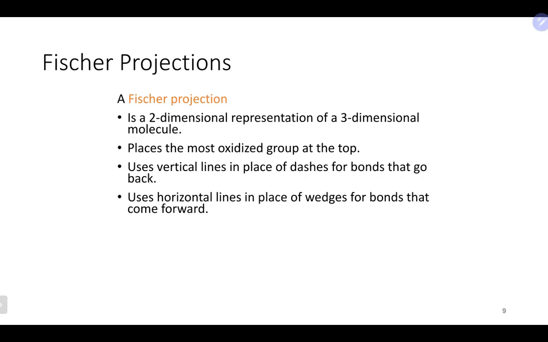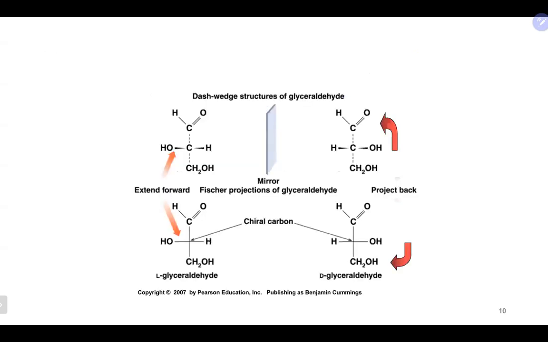So sometimes you'll see things drawn with a dash line, which again means it's going behind the paper. You'll see a wedge drawn, which means it's coming out of the paper. And sometimes that's how they'll show 3-dimensional drawings on just a 2-dimensional paper. And again, these dotted lines mean the same thing here. The most oxidized group that we will see with carbohydrates are these guys here, either our aldehyde group or our ketone group, which will be found towards the top of the molecule.